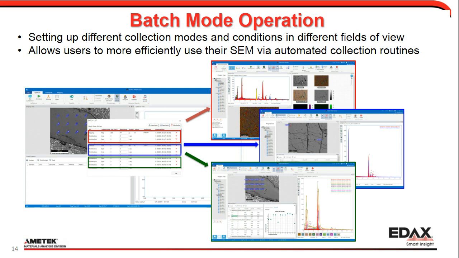With batch mode operation, you can do a one-time setup for all of the tasks. Click on the Collect button and walk away from the scope, or switch to Review mode to analyze your existing data at the same time. It allows you to more efficiently use your scope.